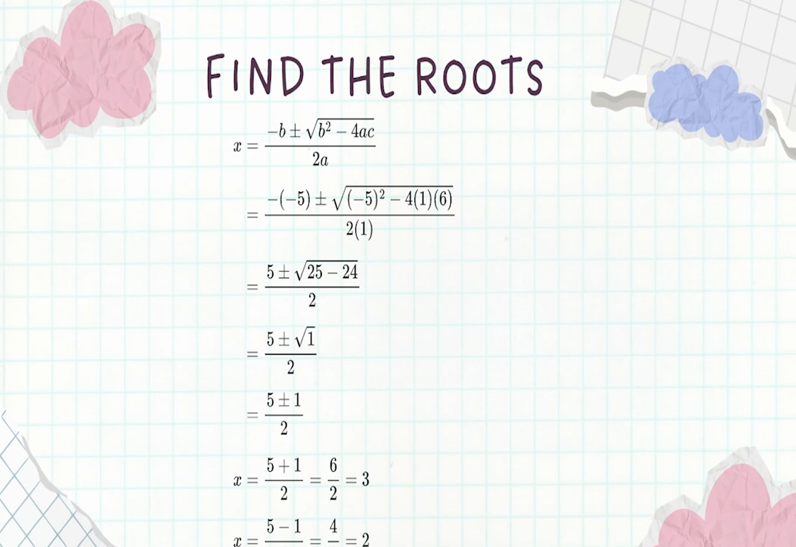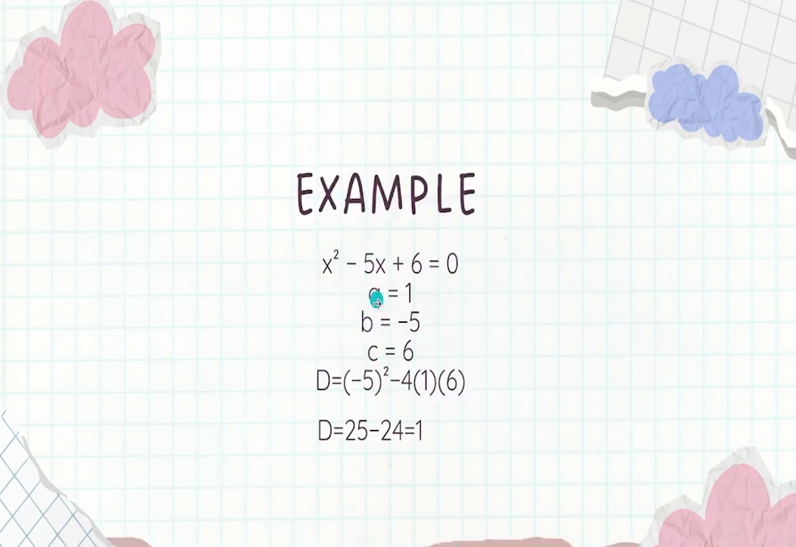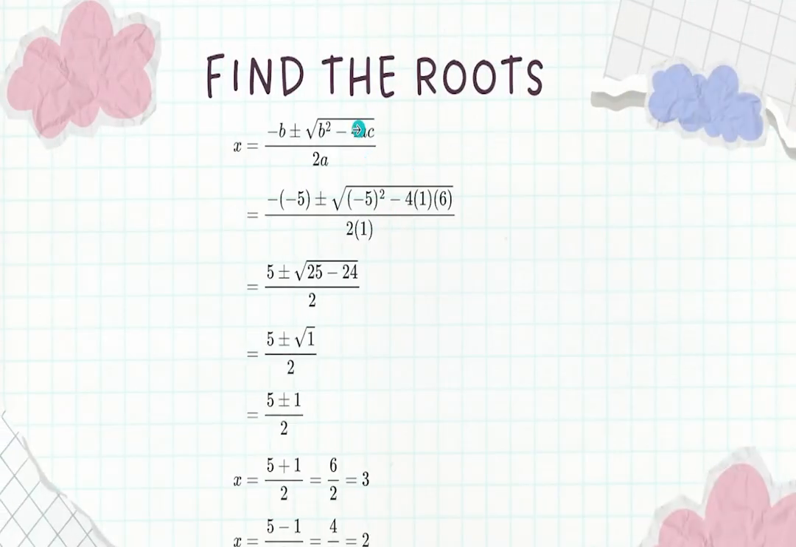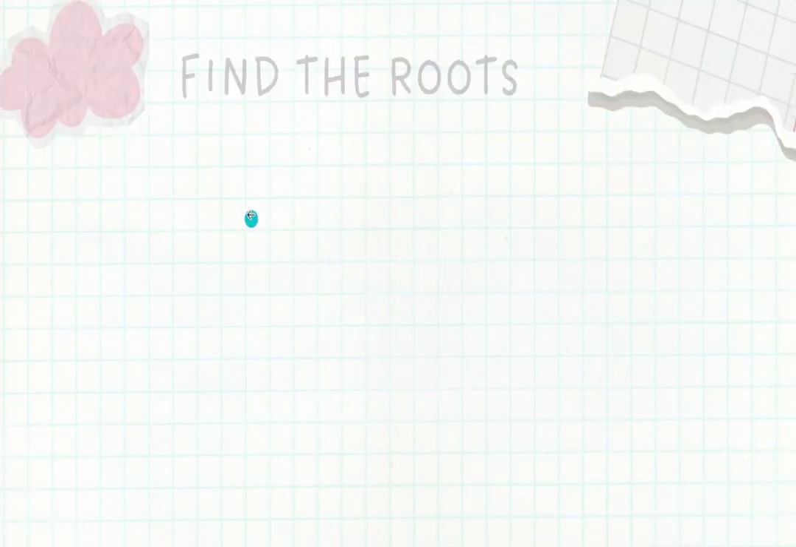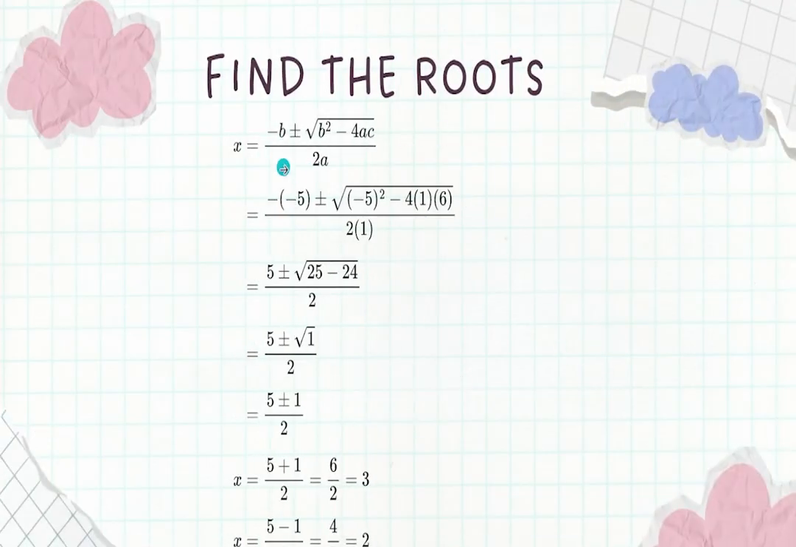Now we already got the values of a, b and c. So we can substitute the values of a, b and c into this equation right here. And we got that the value of b is minus 5. As you can see, the value of b is minus 5, the value of c is 6, and the value of a is 1.